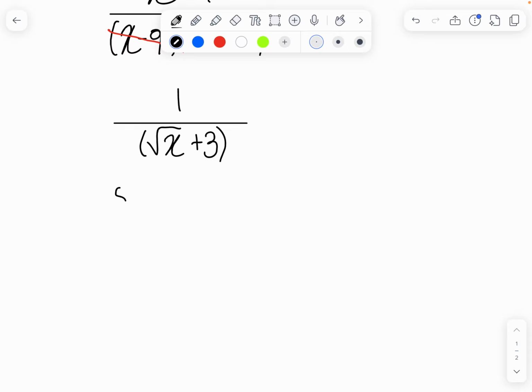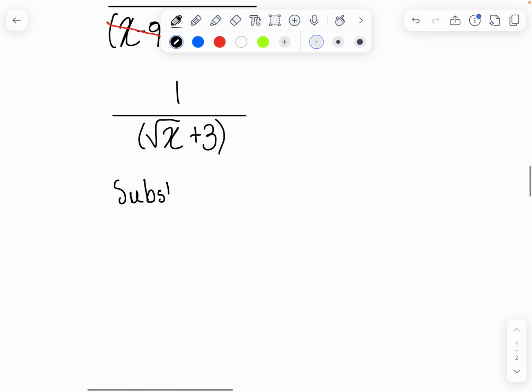So if we substitute 9, we'd get 1 over 6. So the answer for this question is 1 over 6. Okay. Let's move on to the next question.